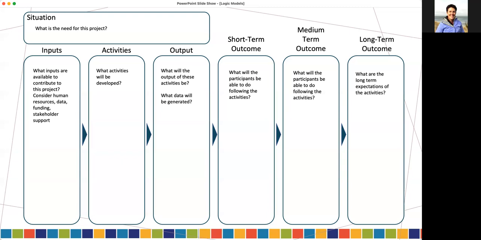Then finally, think about your long-term outcome. And this would be 2 years and on, 2 to 5 years. And for much of the work that we do, we may not actually see the benefit of those long-term outcomes, but it helps to think about what it is you're trying to do.